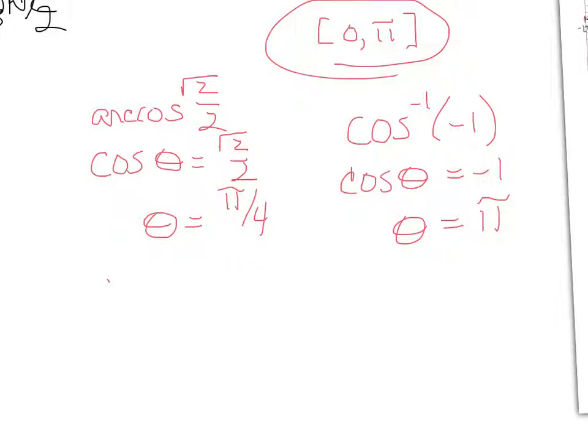Okay, what about the arc cosine of square root of 3 over 2? What's theta going to be? That means I want the angle whose cosine is the square root of 3 over 2. So theta is pi over 6.